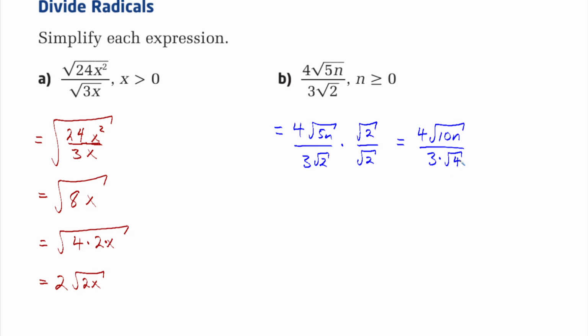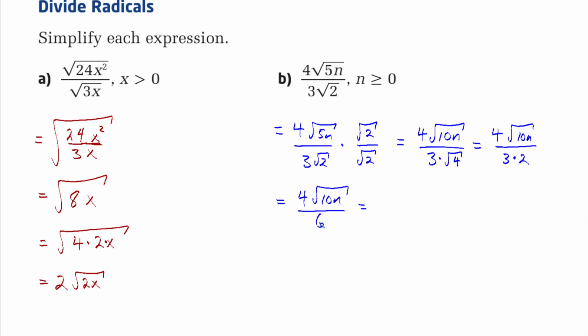And the square root of 4 is just 2. Right, or root 2 squared, and you might have just jumped to 2 here anyway. So this is going to be 4 root 10n divided by 3 times 2. You can do one of two things here. You can divide the 4 and the 2 and put it in simplest form right away, or I'll do it the long way first. We can go 4 root 10n divided by 6.